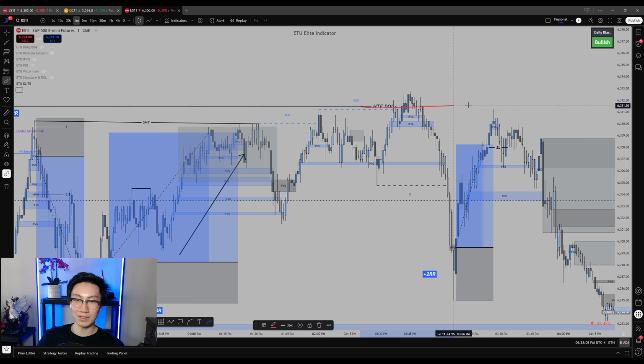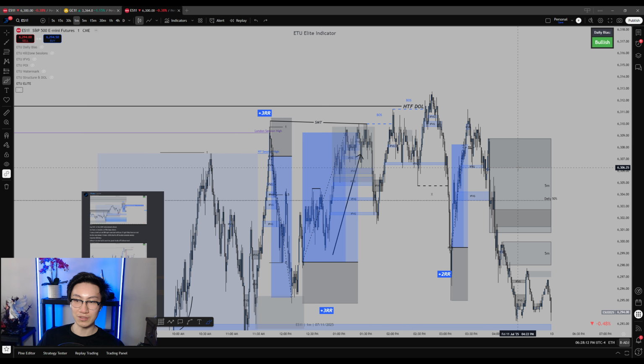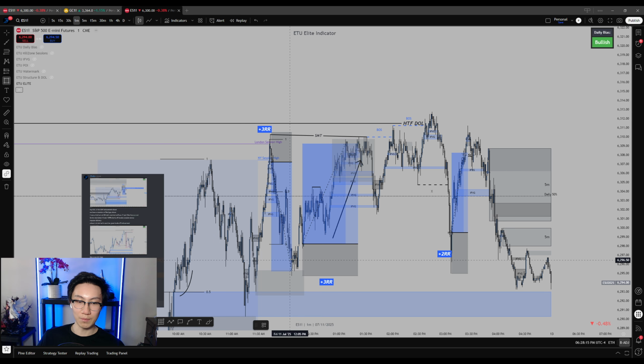Otherwise, I would have taken it, but I missed it here. You have my entry models here that played out. This is probably like a forward risk reward trade using my entry models. And you target the 1-minute origin here that I was talking about earlier that price missed, right?